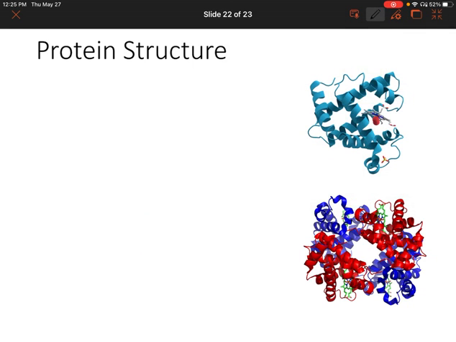Okay, so the next type of structure that we can refer to is the tertiary structure of a protein. The tertiary structure refers to the overall three-dimensional shape.